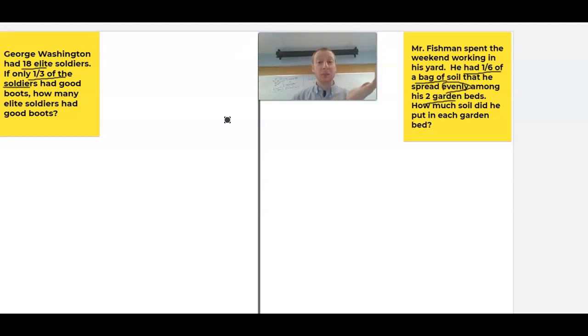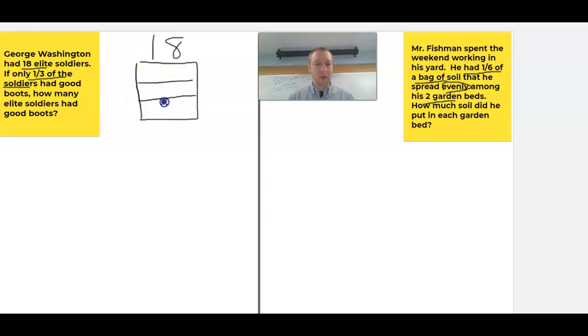All right. Did you make a choice? Which one's multiplication, which one's division? Well, in this case, we've got 18 soldiers. So let's draw a picture here. Here we have 18 soldiers. Let's imagine this box equals 18 soldiers. And we see that 1/3 of the soldiers had good boots. So let's see. Well, this is 1/3, right? So I just split the 18 into thirds. Let's say 1/3 of the soldiers had good boots.